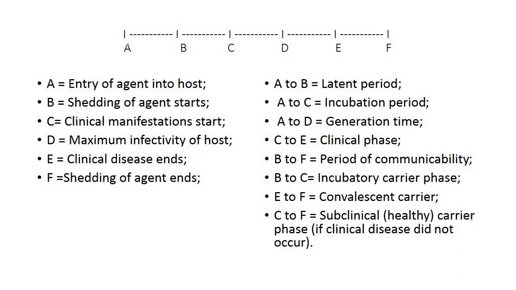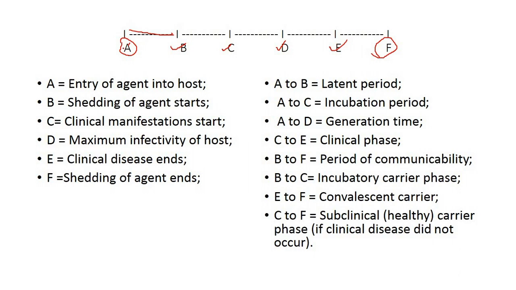If A is the entry of an agent into a host, B is after the entry, when the shedding of the agent from the host starts. Then clinical manifestation starts, then the host reaches maximum infectivity, that is, the host sheds the agent to the maximum level. Then the clinical disease ends, then the shedding of the agent also ends. So these are the various stages from entry of an agent to clinical disease and the escape of the organism. Here A to B, the entry of the organism to the point where shedding of the agent starts, is called the latent period.